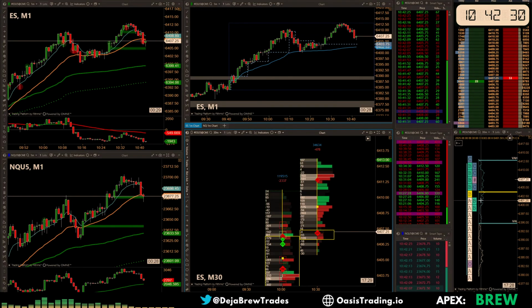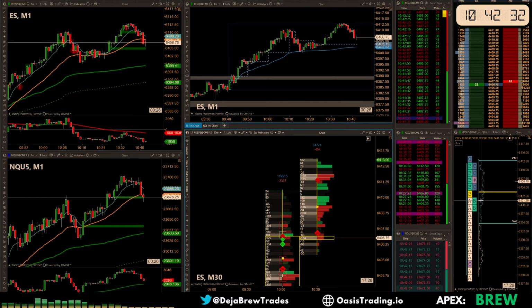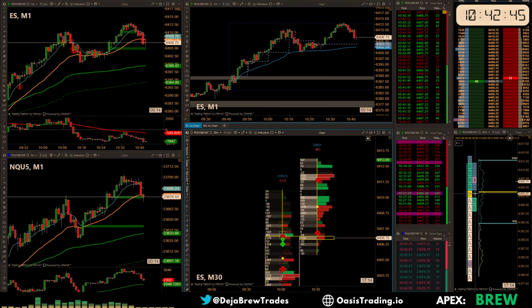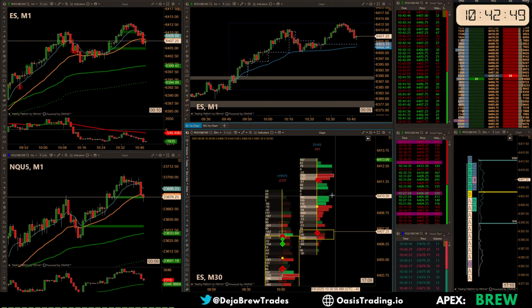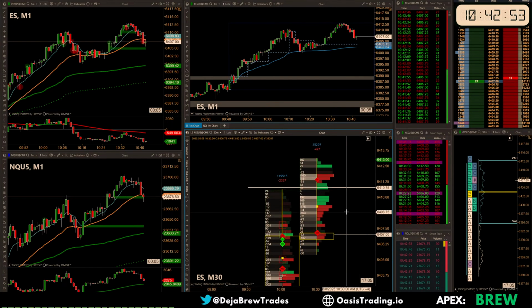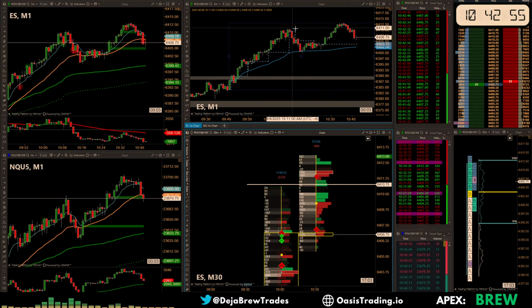This is a very weird occurrence here. This typically does not happen, but we have single prints on the POC node. Typically, single prints are going to be LVNs, not HVNs. But right now we have that magnet of the single print and the POC. Yet again, we are seeing another 30-minute sweep of that 410 level. We're seeing a lot of sweeps recently.